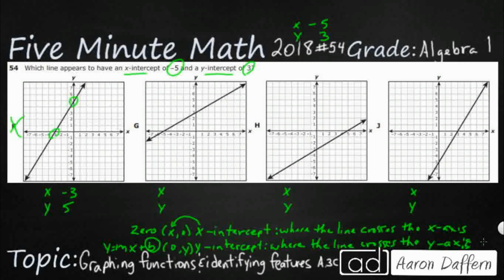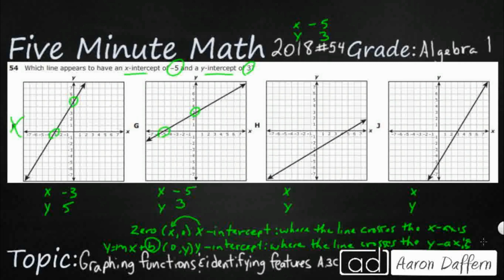All right, so what's my x-intercept here? The line crosses right here on my x-axis at -5. Okay, that's looking good. Then it goes up here. Look at that. It crosses the y-axis at a +3. So yeah, that G looks good. I've got an x-intercept, or the zero, of -5, and then a y-intercept of 3.